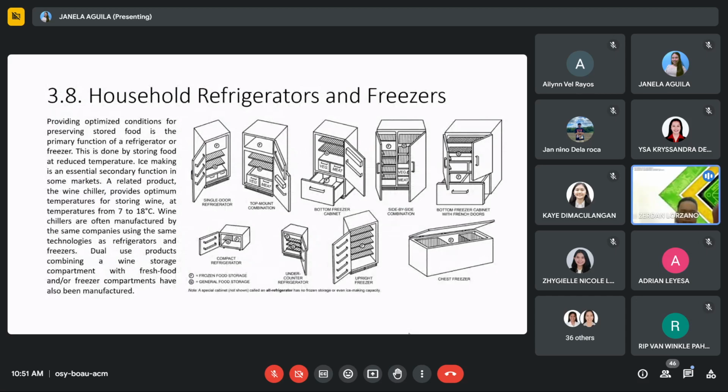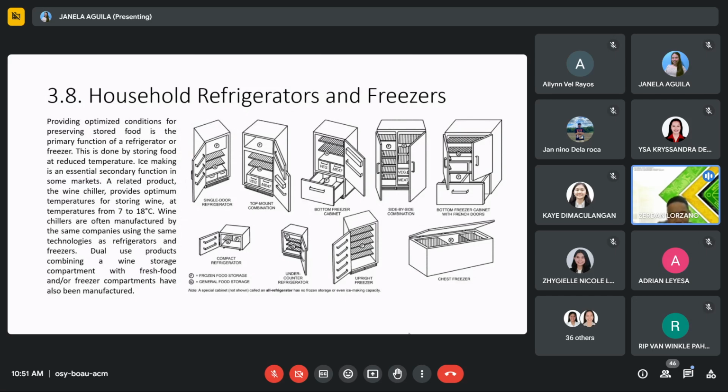So, next naman po is we have the household refrigerators or freezer. So, lahat naman po sa atin is meron sa bahay nila or naka-encounter ng ating refrigerators at mga freezer. So, ano nga bang functions ng ating refrigerators at freezers? So, ang primary functions nila is to store food. So, nag-store sila gamit, pinapababa nila ang temperature. So, reduced temperatures is used to preserve food.